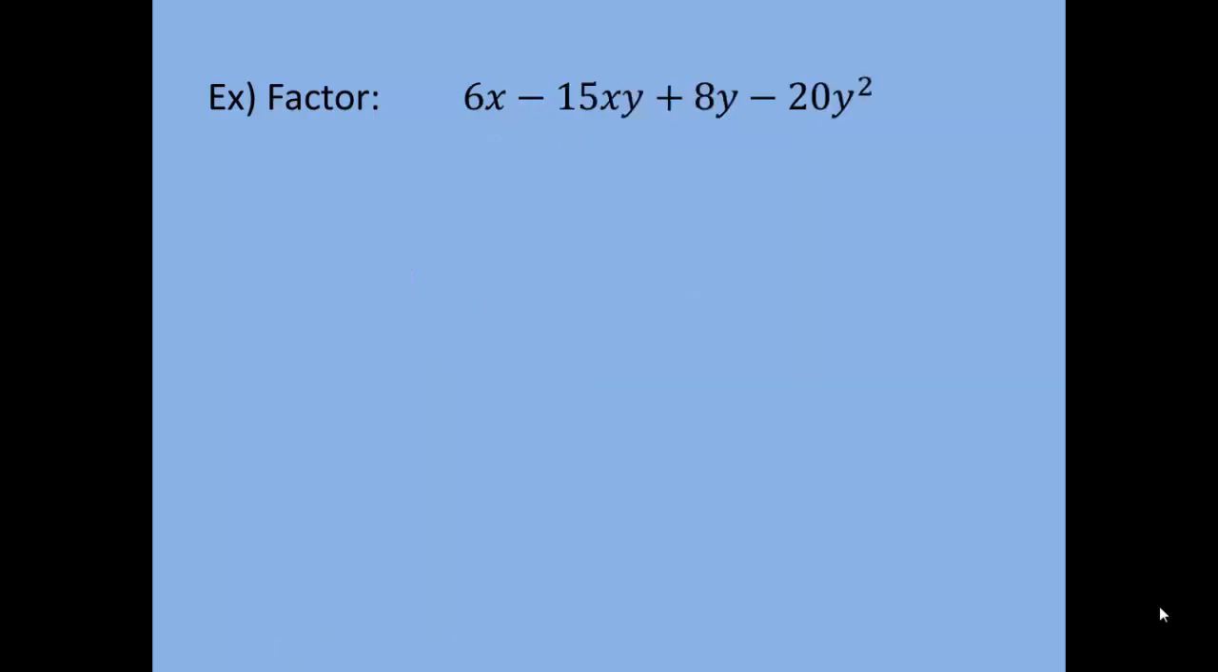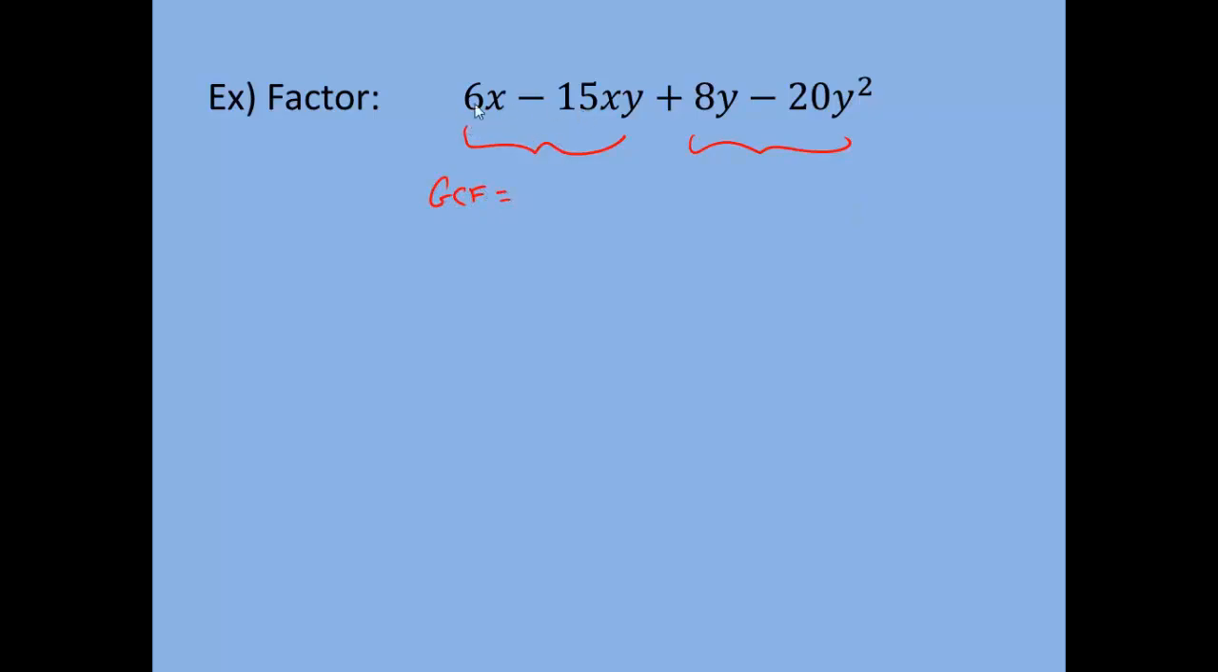Let's take a look at one more. Alright, so we're going to factor 6x minus 15xy plus 8y minus 20y squared. So again, the first thing you should do is look for a GCF for the entire problem if one exists. In this case, 6x, negative 15xy, 8y, and negative 20y squared don't all have a common factor. So you can't factor out a GCF from the whole thing. Since we have 4 terms, we're going to use factoring by grouping.